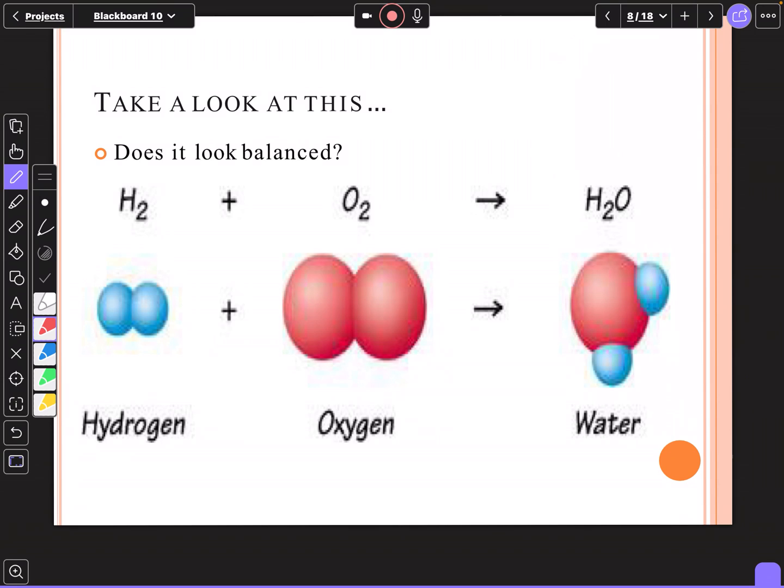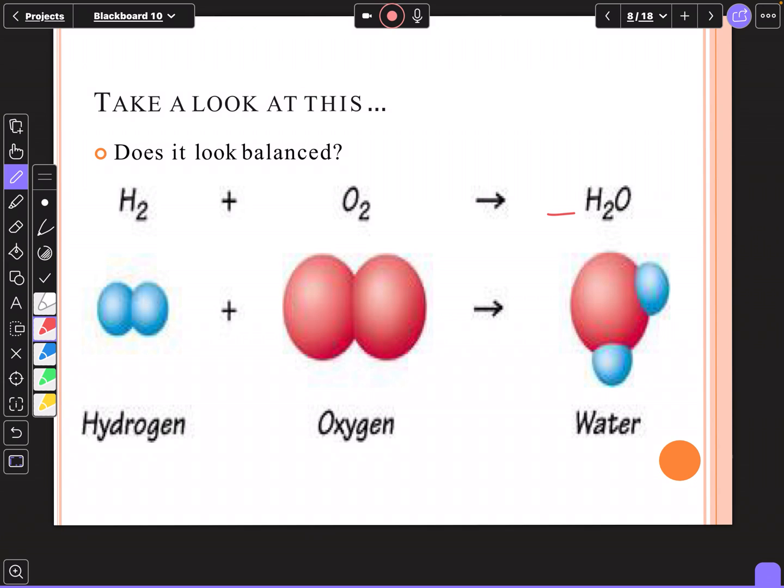We cannot go in here and change the subscript. When we do that, we've changed water into hydrogen peroxide. H2O2 is hydrogen peroxide. We don't want to do that. We cannot do that. The only thing I can do is add a number right here.